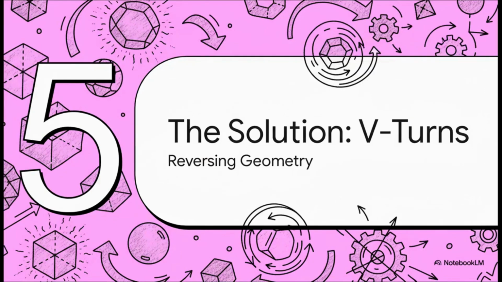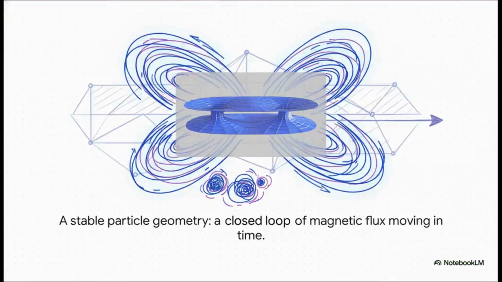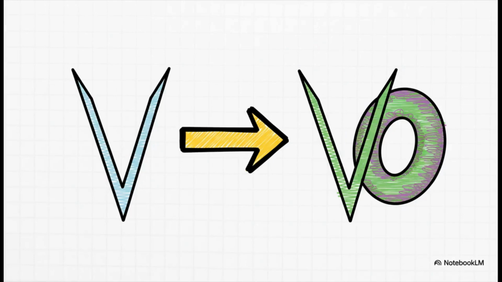So now we have all the pieces on the table. We have the geometric particle, and we have the V-turn mechanism for creation. I think you can probably see where this is all going. The solution is to apply the mechanism to the geometry. So let's picture our particle one more time. This stable, closed loop of magnetic flux, this entire three-dimensional surface just moving along, forward through time. And here is the solution. The very same V-turn mechanism that applies to a simple particle world line also applies to this entire extended three-dimensional geometric object. The creation of the particle is the V-turn of its entire geometry in time.